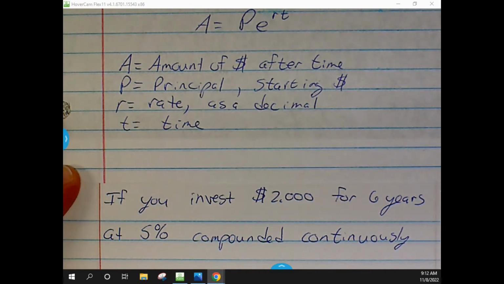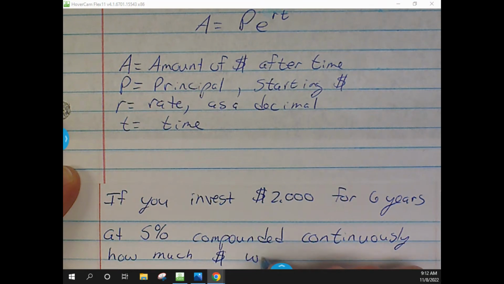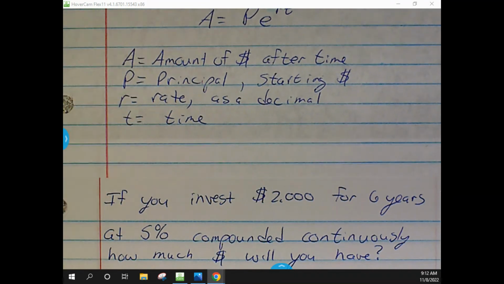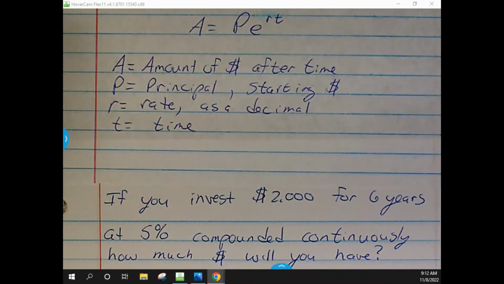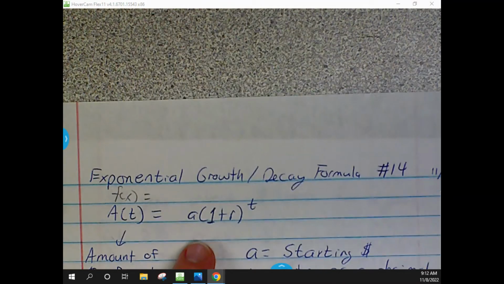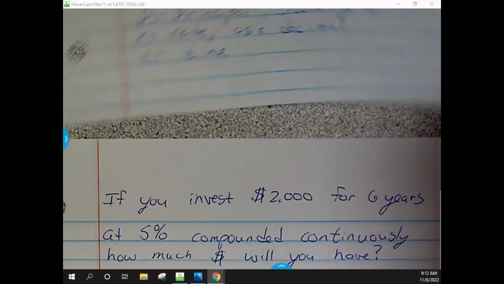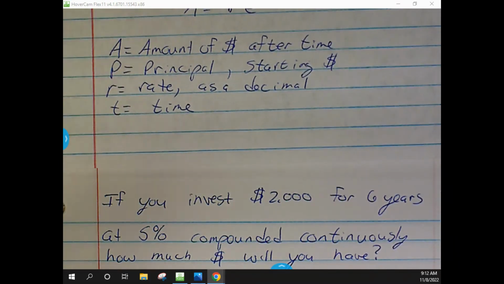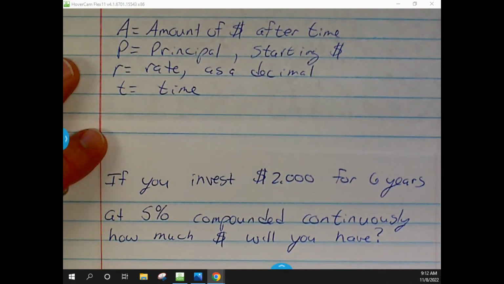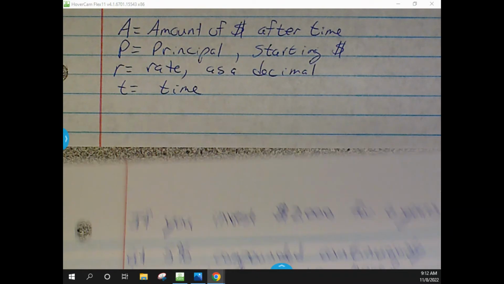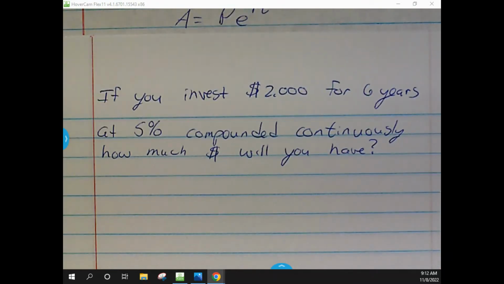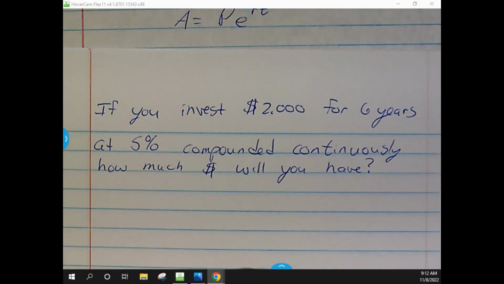Okay, so if you invest $2,000 for 6 years at 5% compounded continuously, how much money will you have? You do not have to worry about memorizing the formulas, especially this formula, because there's a million different variations of that formula that you can use. There's even a different one for this kind of money based on the number of compoundings, which we don't worry about in this case because they pick a different one. So we'll give you the formula every single time as you're going through these.